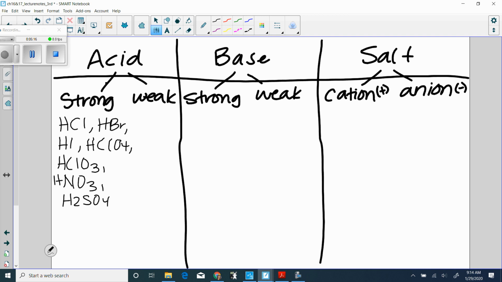HNO3, H2SO4, which one? HClO3, HClO4. I have a jig-jag right through the middle of it.